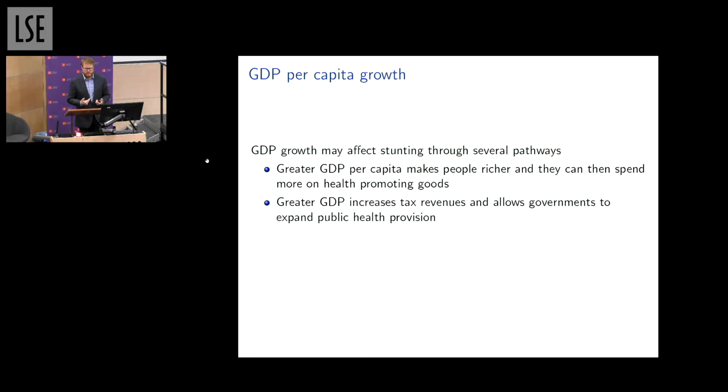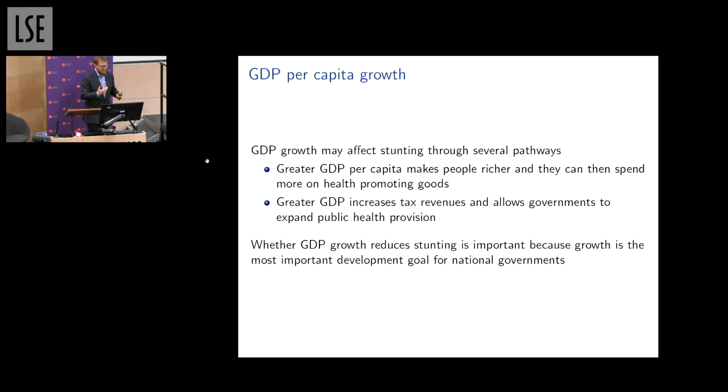But the second way that GDP might influence things is that higher GDP means higher tax revenues for governments, and then those governments can expand their public health provision. Okay? So it's worth thinking about whether GDP matters. And it's also important because GDP is the most important indicator that governments are working toward, right? It's what they care about, right? So if child stunting could be solved by economic growth, that would be something that would be important to know.